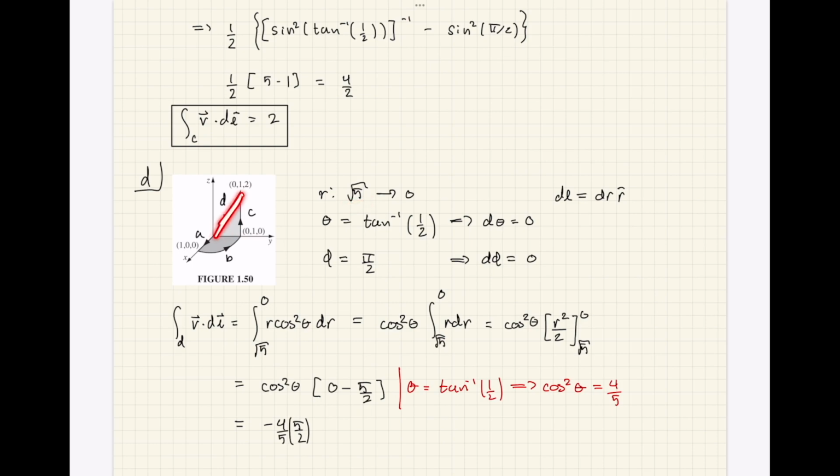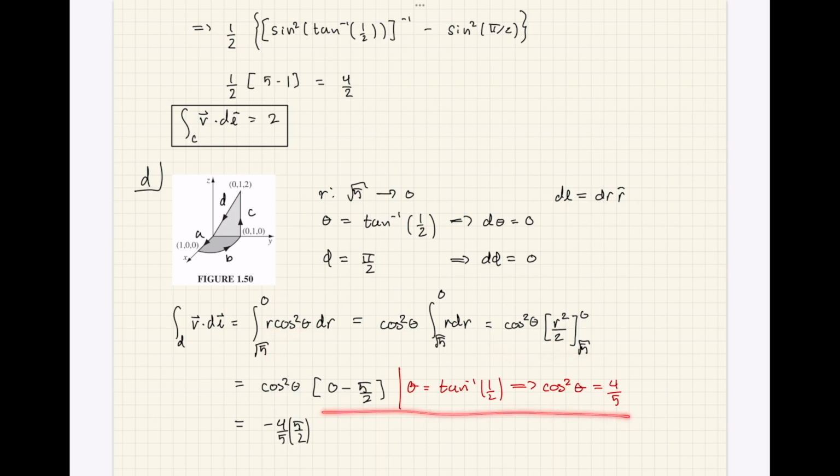Our theta actually stays constant at the angle we saw previously, which is tan inverse of 1 over 2, meaning our d theta is 0 since it was constant. And our path stays in the yz plane, meaning our phi is pi halves, which is also a constant. So then my elemental path is just dr r hat. When I dot my vector field with my elemental path, I'm left with the integral of r cos squared theta dr from root 5 to 0.